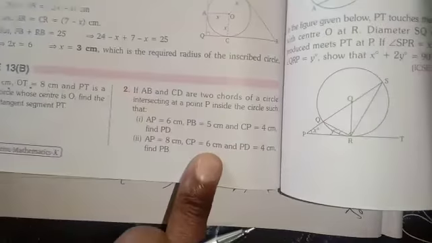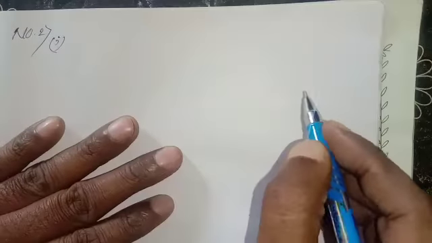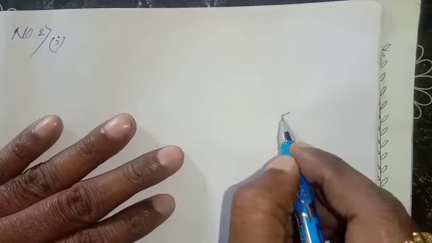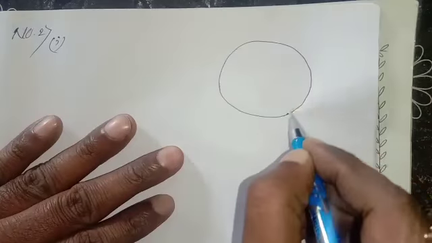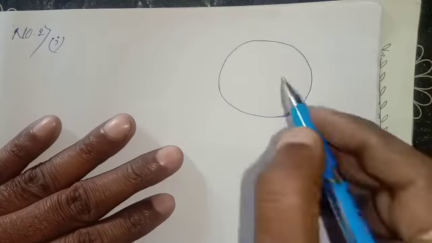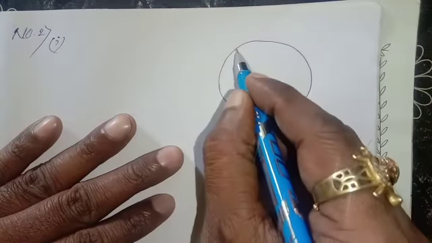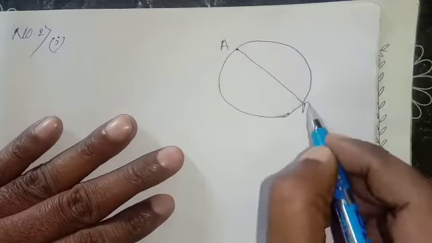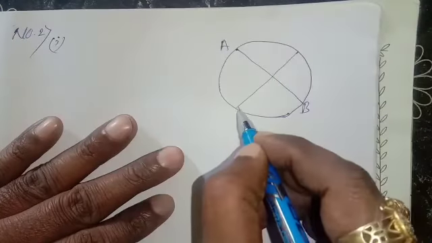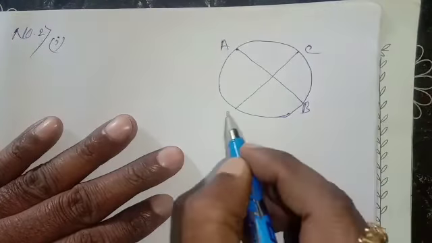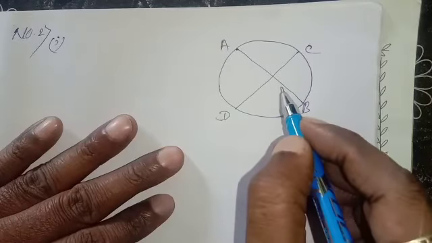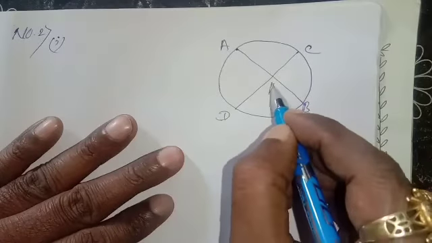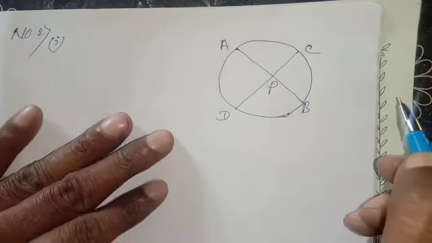Just see. In this question, first part, first draw one circle. Inside the circle, two chords are intersecting at a point. Suppose AB is a chord and CD is another chord. Both the chords are intersecting at the point P internally, means inside the circle.